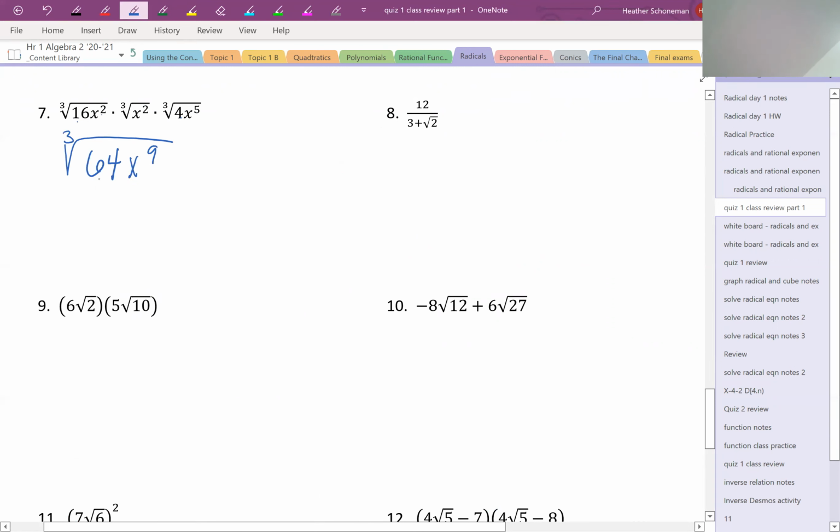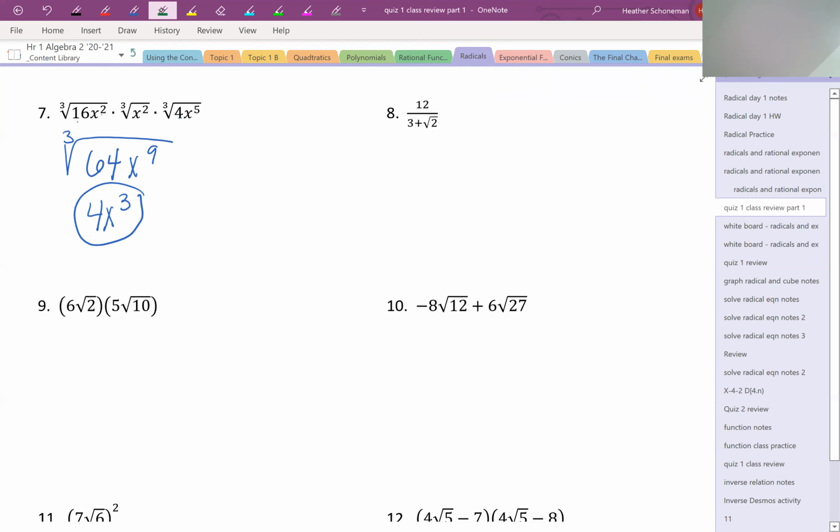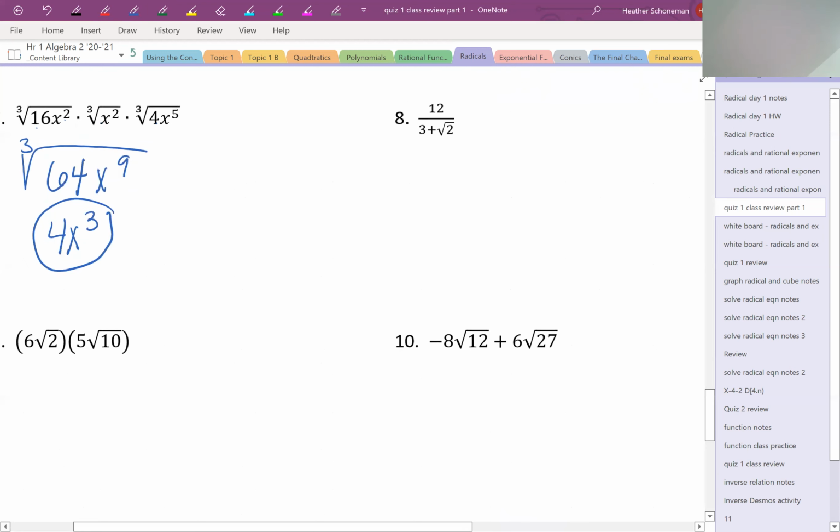So now we simplify. The cube root of 64 is 4. And the cube root of x to the 9th, well, there's 3 groups of 3 in 9. So I have x to the 3rd. Done.